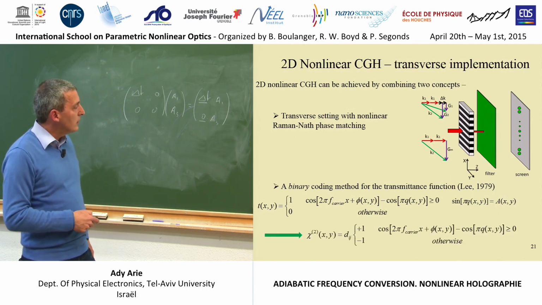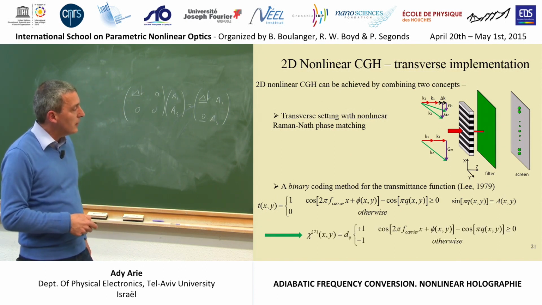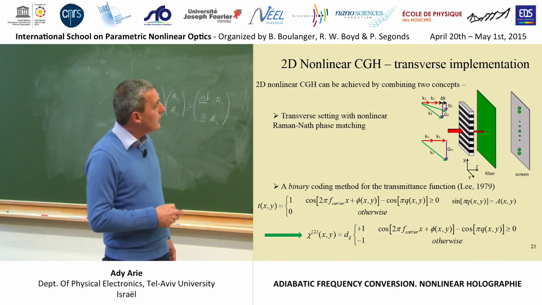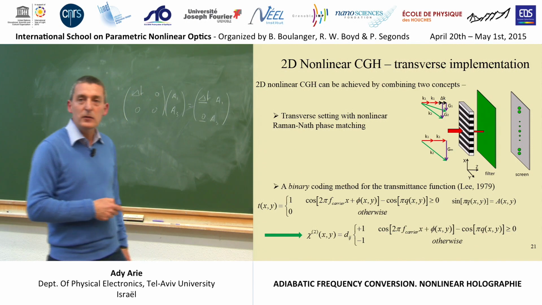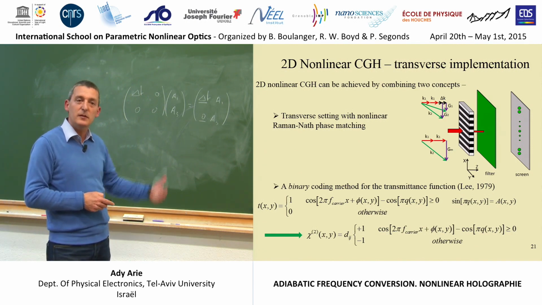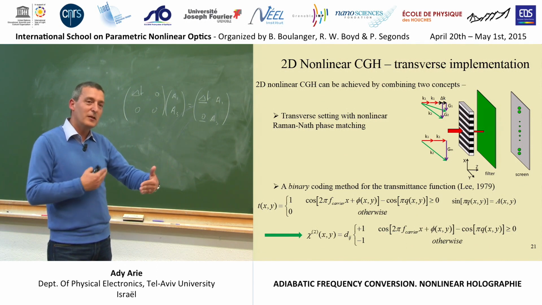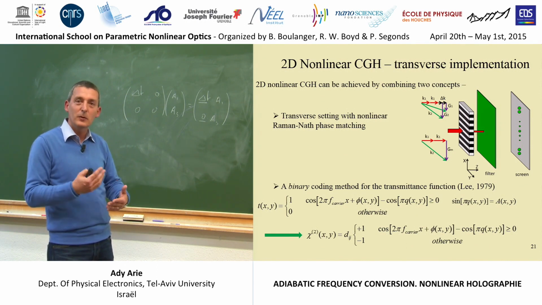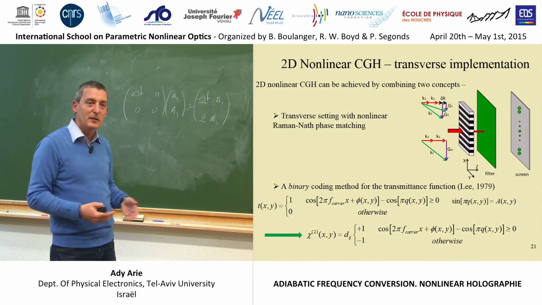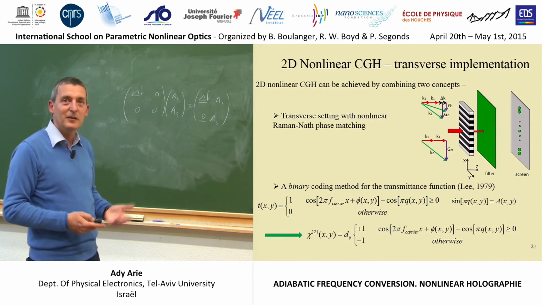And so instead of modulating the transmission, I modulate the second order nonlinearity. And what I'm using here is this Raman-Nath phase matching, which is not a perfect phase matching, but it's still fairly efficient. As I said, if you take a crystal, you can do this experiment. If you have a periodically poled crystal, just rotate by 90 degrees, and you will see it in the lab. It's very easy.